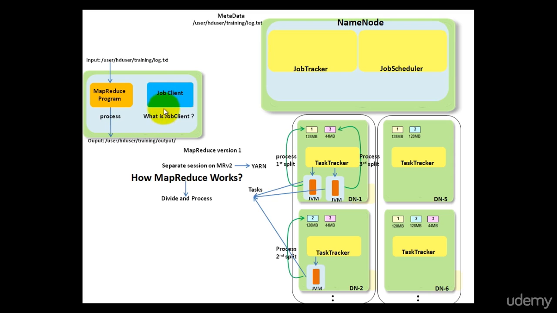So what is this job client? If you recall the HDFS sessions, you will see that there we had defined the HDFS client. Similarly, MapReduce has a job client. Job client is the one that interacts with the job tracker, just like the HDFS client interacts with the name node.